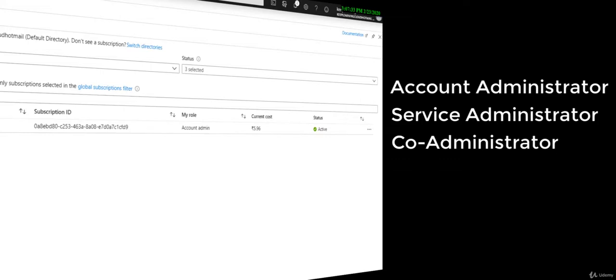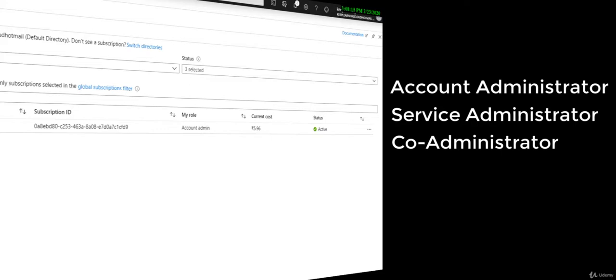To summarize, we have three roles: the account administrator, the service administrator, and the co-administrator. These are the roles related to your Azure accounts and Azure subscriptions. The account administrator is authorized to access the account center. They can create subscriptions, cancel subscriptions, change the billing for a subscription, and also change the service administrator and the co-administrators. So this role has full control over the subscription and is the account that is responsible for billing.